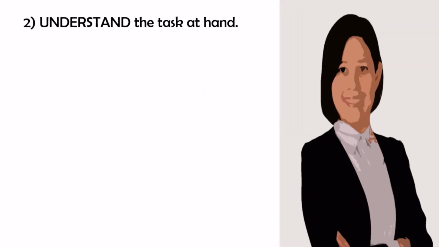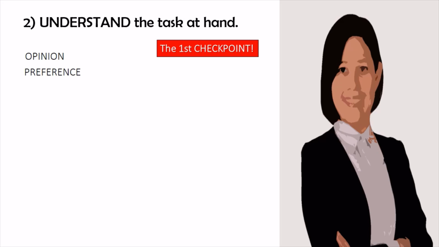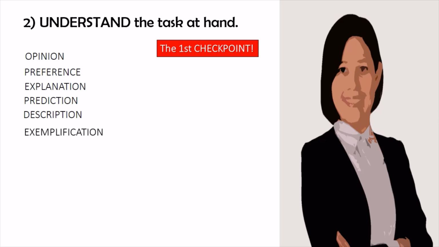The second step, we call it the first checkpoint. This is when you check your understanding of what you have to do. Do you have to give an opinion? State your preference? Or maybe explain? Predict future trends and outcomes? Describe something? Provide examples?